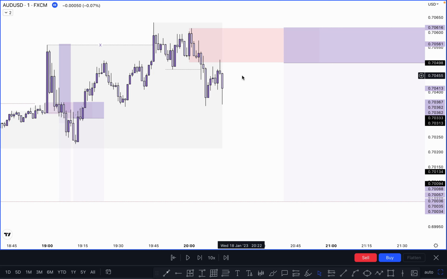So in this case, where is our unmitigated order block? Let's start from the top of the structure. This order block is mitigated by this move, okay, and this order block is mitigated by this candle. And then what happened here? This candle is mitigated by this move. So where is our next unmitigated order block?